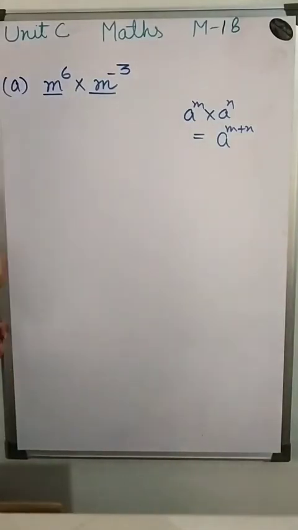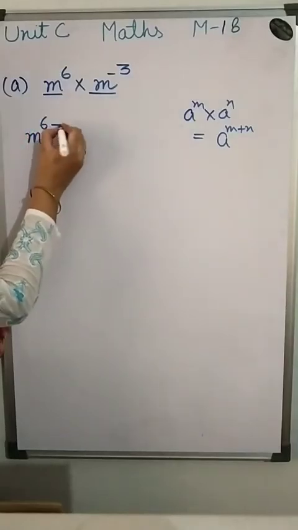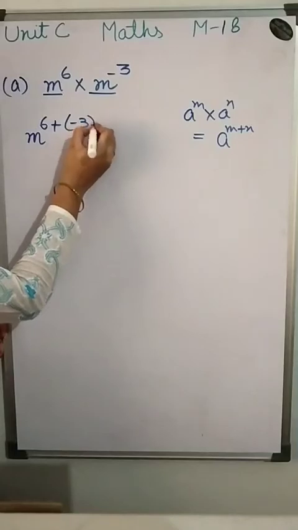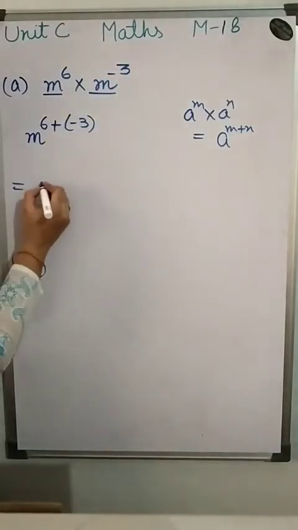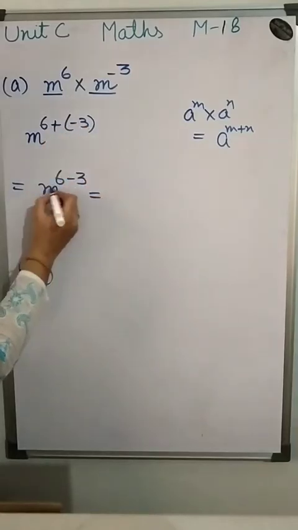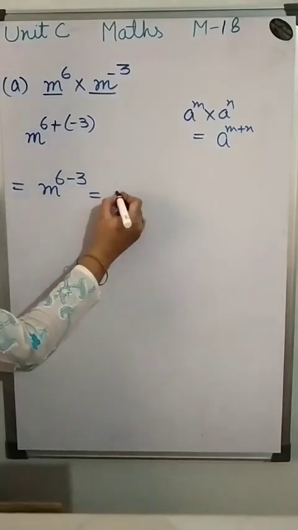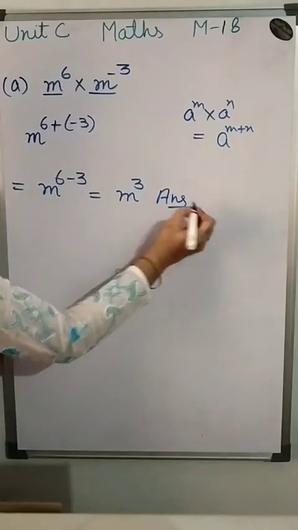Here also these are in multiplication, so we add the powers. So what we do here? 6 plus minus 3, because it is a negative number, so I am writing this one in a bracket. So it is equivalent to plus minus, which is minus. So we solve it. 6 minus 3 is equal to 3. So write the answer m to the power 3. So this is the answer.